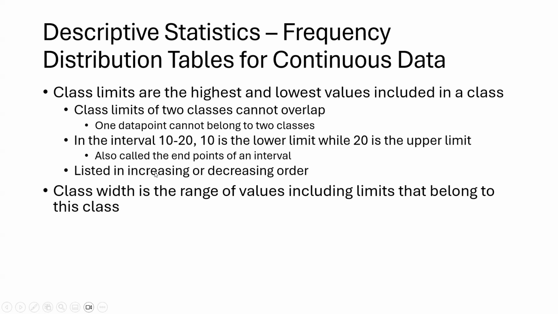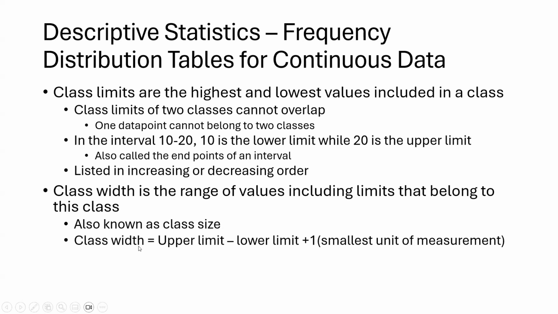Now, class width is the range of values, including the limits, that belong to this class. It's also known as class size. Class width is calculated by this expression, which is the upper limit minus the lower limit plus 1. And 1 here is basically the smallest unit of measurement. So we're assuming that for routine data sets, the smallest unit is 1, such as in our score example. If you're not scoring the points as fractional values, the least possible score is going to be 1. So for this reason, we add this.